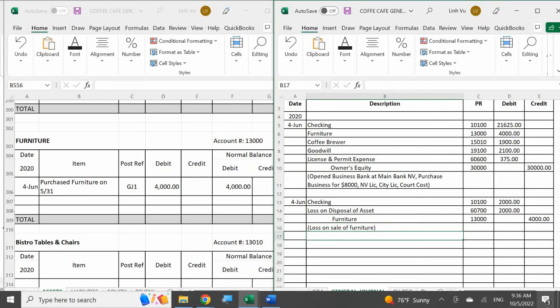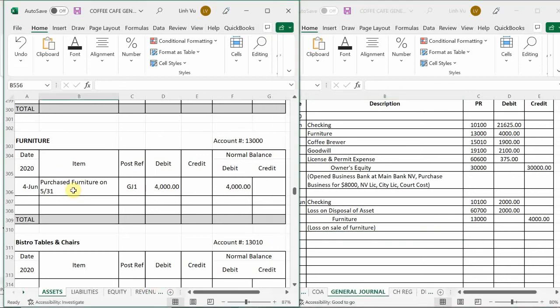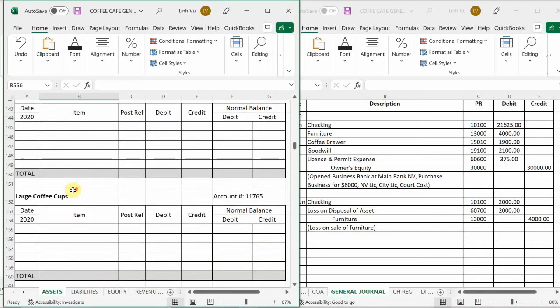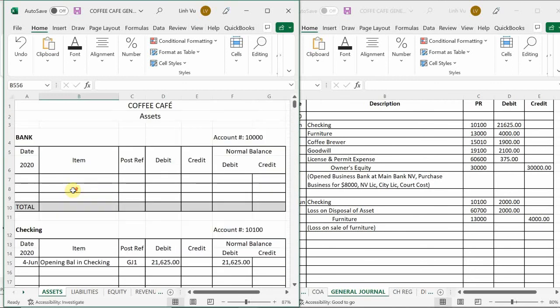I sold the furniture and I ended up taking a loss. Okay? So now that my journal's complete, what do I need to do now? I need to plug it into my ledger. Starting with the first one here, I'm going to go in order in the journal that I have it here. My debits go first, my credits go last, okay?